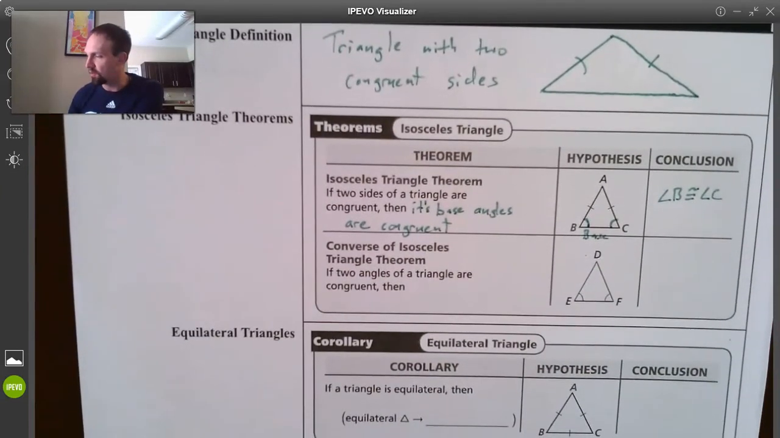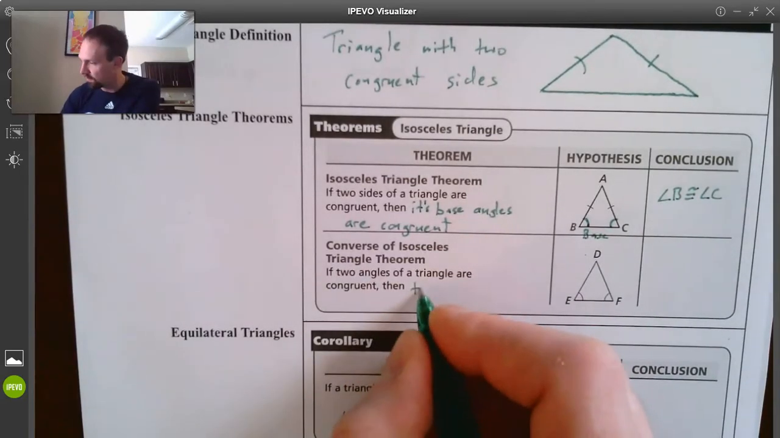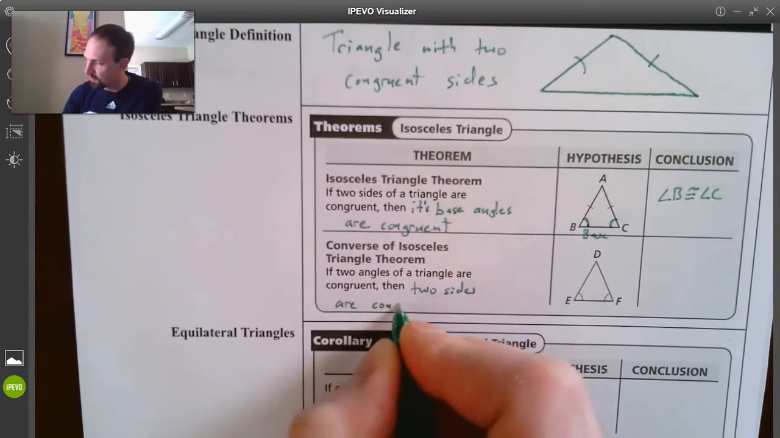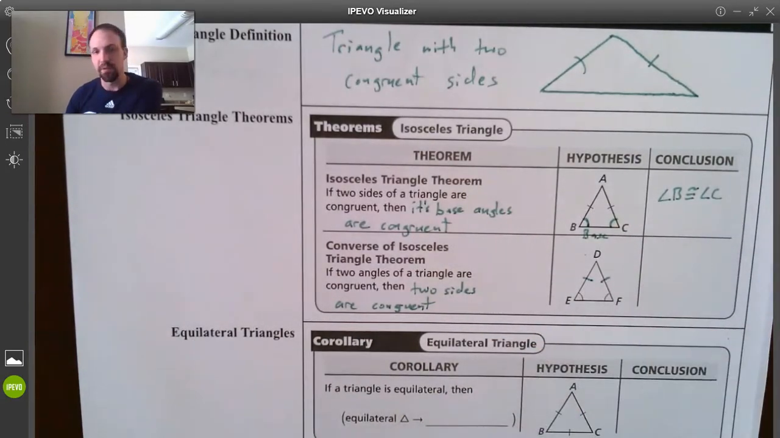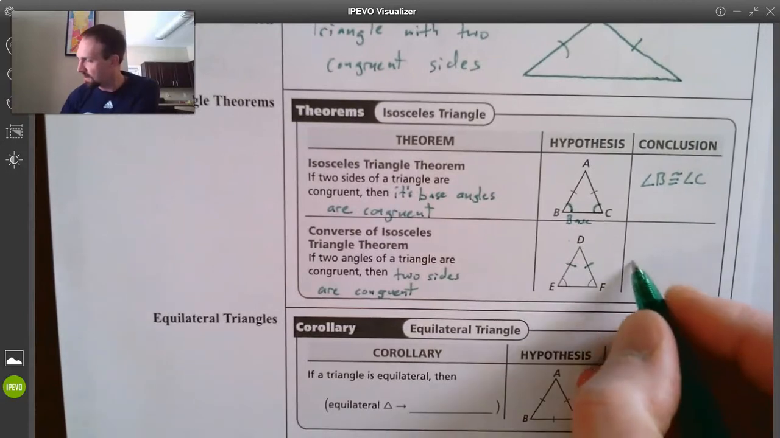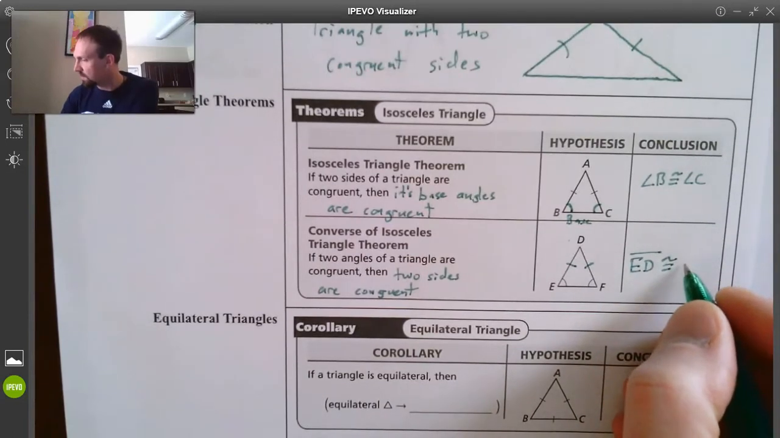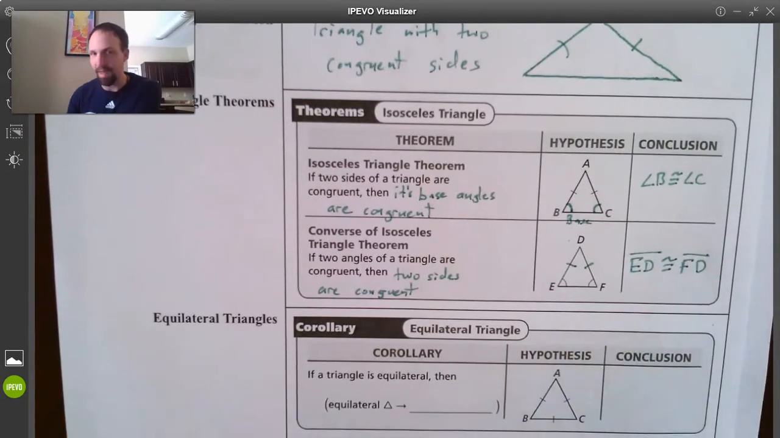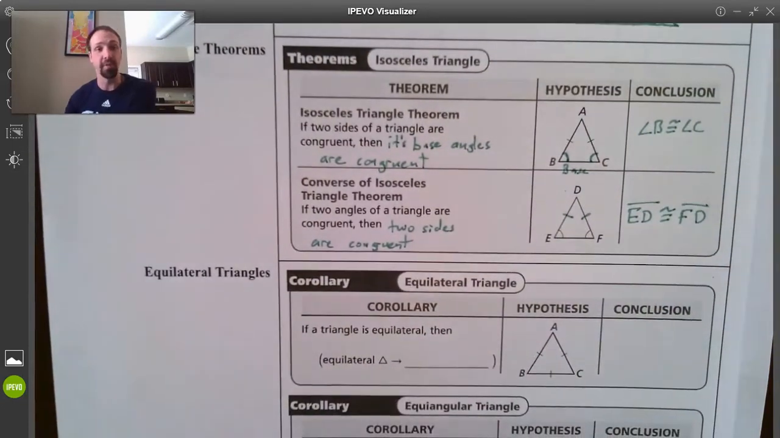So the converse: if two angles of a triangle are congruent, then two sides are congruent, which means it's an isosceles triangle. So in this case, we would have segment ED is congruent to segment FD, like that. So those are our two for isosceles triangles.